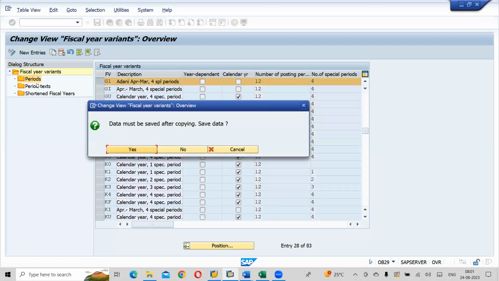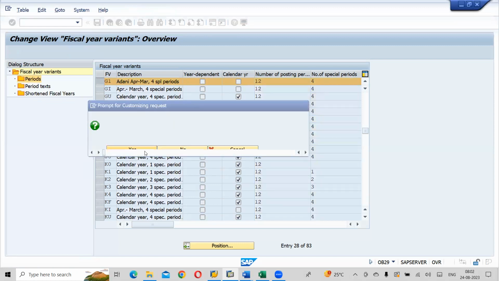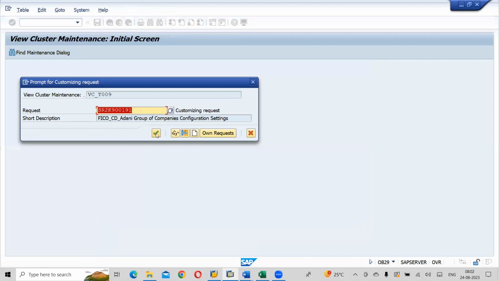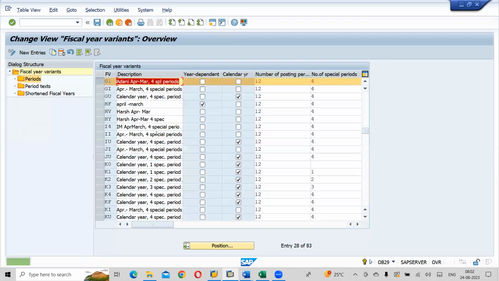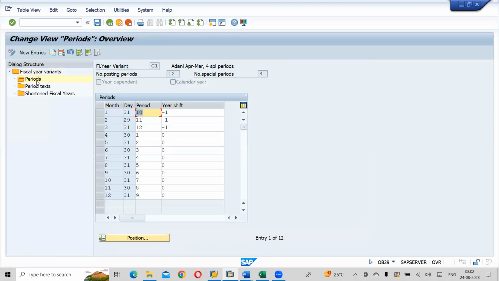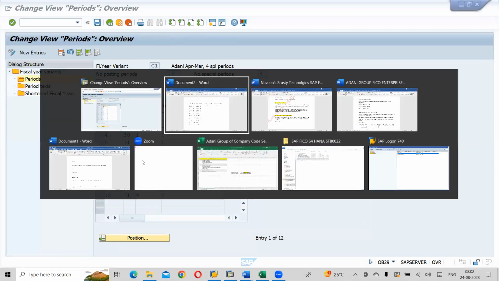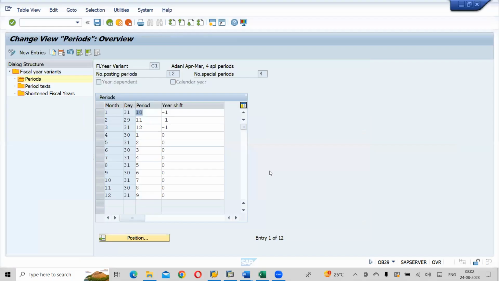Now if you select G1, select Periods. Click on Yes. Save, Adani Group. If you select periods, you can find here whatever we have done manually, the same thing. 1 to 31 January, this is nothing but January to December, and these are our conversions. The last three are minus 1, minus 1: January, February, March.